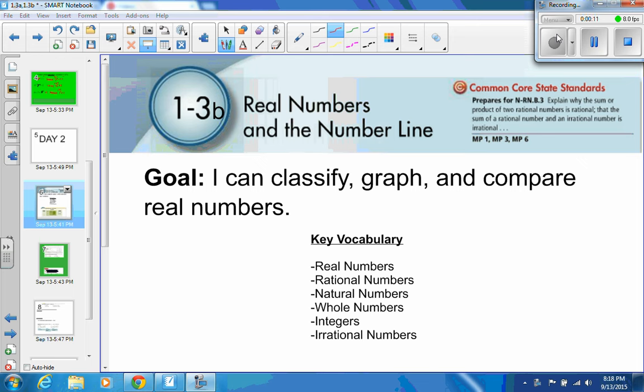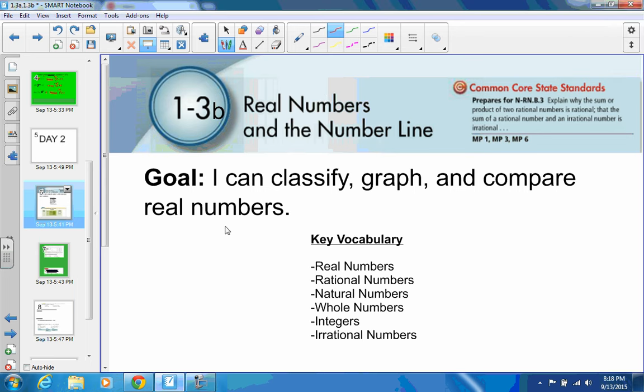So we did the first part of this section yesterday. Now you're working on the second part of this section. It's still talking about real numbers in the number line, but today what we're going to do is classify.